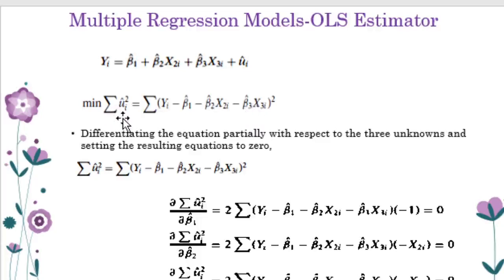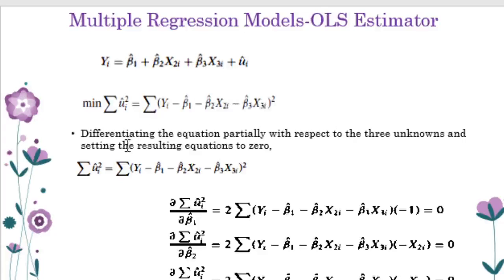From the sum of squares of the error term, we can derive that sigma ui cap square equals yi minus beta 1 cap minus beta 2 cap x2i minus beta 3 cap x3i, the whole square. Earlier this was like the two variable regression model. Here also the number of variables will be different. In the multiple regression model, the number of variables will be more, but the method will be the same in the three variable regression model.